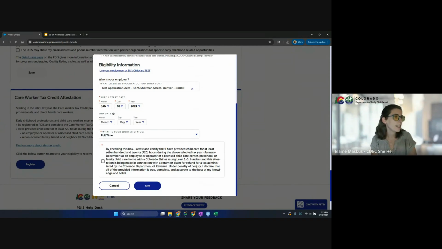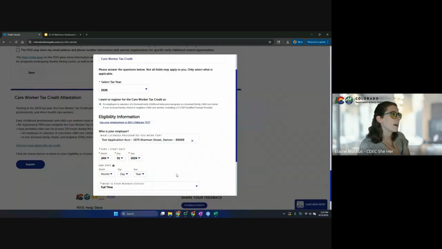The final step is checking this attestation box. And so this is kind of that legal agreement that you do meet all of the requirements for this tax credit. Once you click this, you can click save, and that is how you do it. I'm not going to do this because I don't want to create a false tax record right now, but I will show you the other way to set this up.